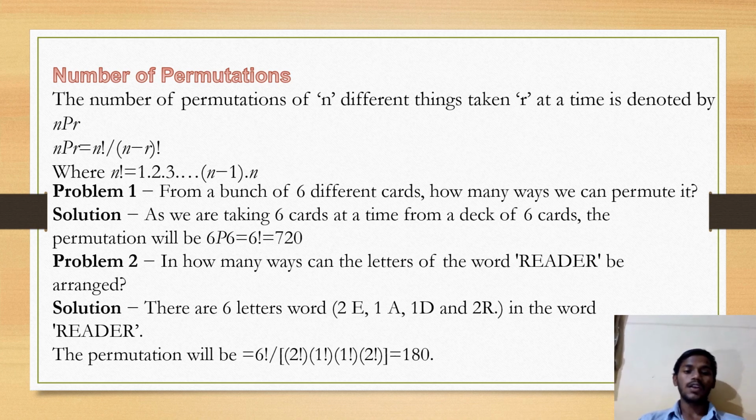Another example: in how many ways can the letters of the word reader be arranged? There are 6 letters, with 2 e's, 1 a, 1 d, and 2 r's in the word reader. The permutation will be 6 factorial divided by 2 factorial times 1 factorial times 1 factorial times 2 factorial, that is equal to 180.